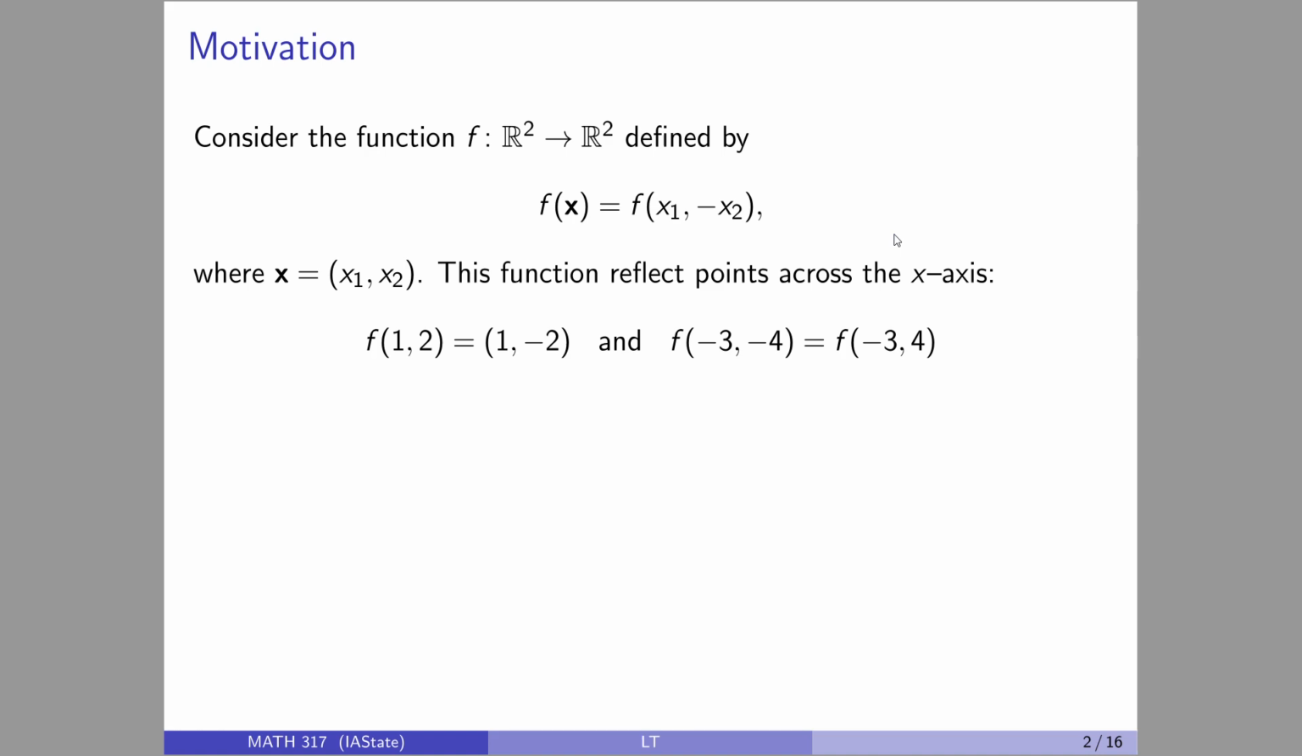So the point 1, 2, we think about that living in the first quadrant. The output of the function is 1, negative 2, which lives in the fourth quadrant, so it reflected it across the x-axis. Similarly, the point negative 3, negative 4 lives in the third quadrant, and then when I feed it into f, it reflects it up across the x-axis, now living in the second quadrant. Okay, so alright, this is an example of a linear mapping.